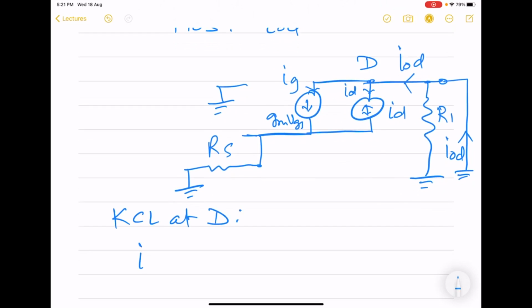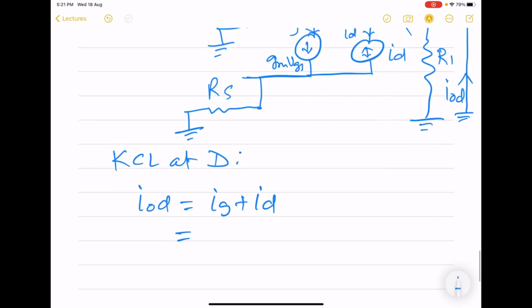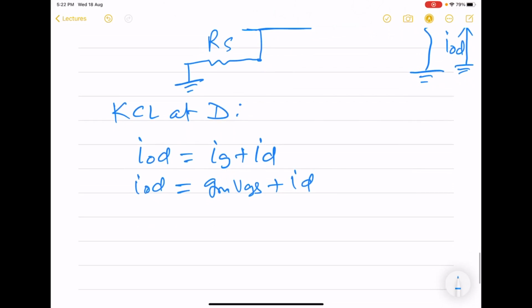So this will give IOD. This gets split into two currents, IG plus ID, where IG is gm VGS, and the gate is grounded. So this is minus gm Vs.